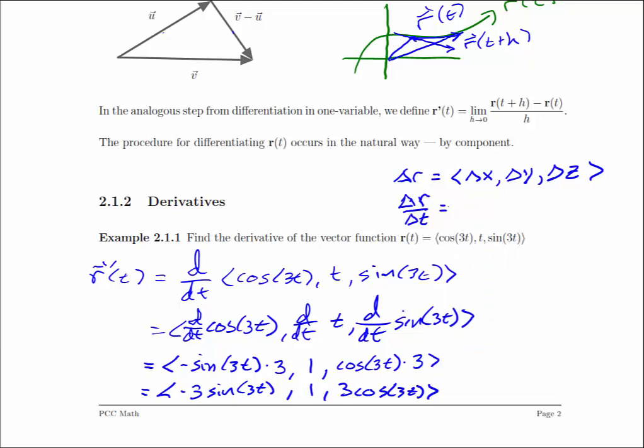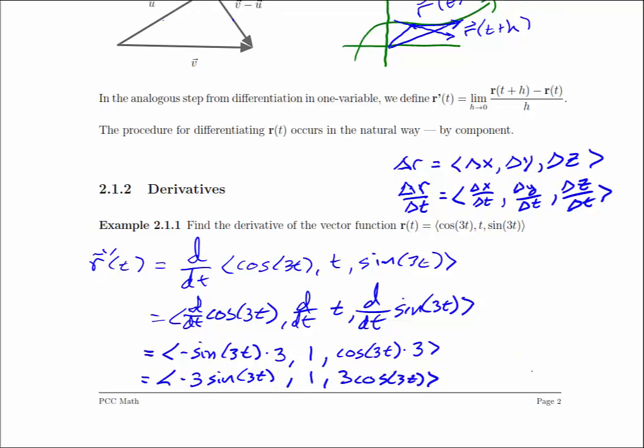So our change in r over our change in time equals our change in x over our change in time, our change in y over our change in time, and our change in z over our change in time. So when we're taking our derivative and take the limit as change in time goes to 0, that just gives us the derivatives of each of the components individually. All right, so that's an example of how we quickly just take the derivative of a vector valued function. Now go ahead and scroll down to the next page.